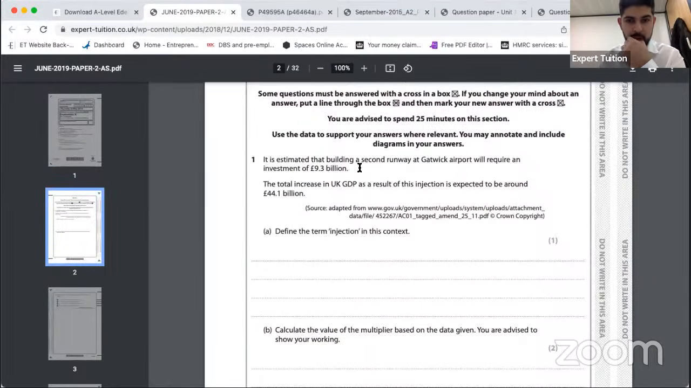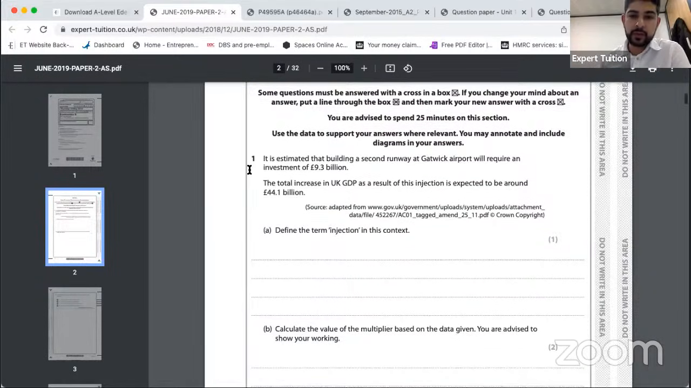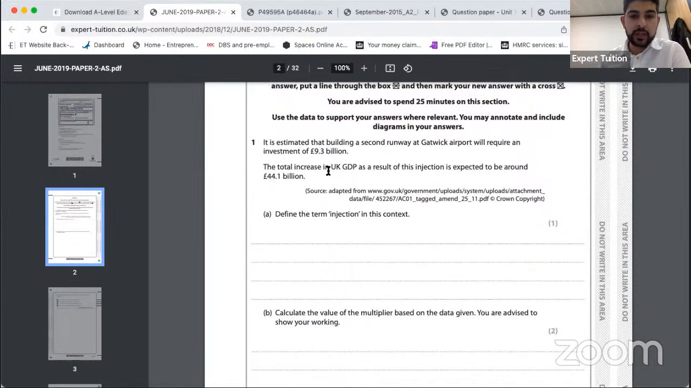Right. Question says, it is estimated that building a second runway at Gatwick Airport will require an investment of £9.3 billion. The total increase in UK GDP as a result of this injection is expected to be around £44.1 billion. Calculate the value of the multiplier based on the data given. You're advised to show your working.